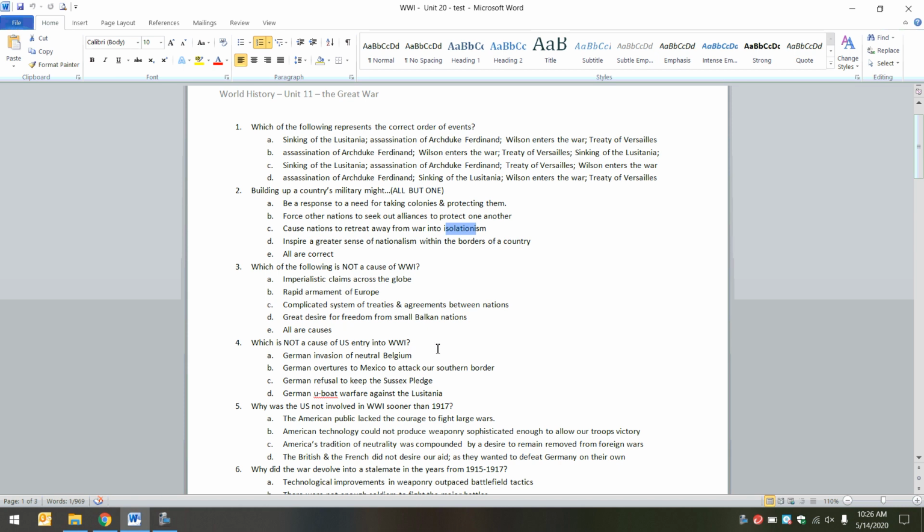And number 4. Which is not a cause of the United States entry into World War I? Let's go from the bottom. Definitely U-boat warfare, sinking the Lusitania. And they promised to stop sinking subs in the Sussex Pledge. And what is letter B describing? Germany asking Mexico something? That's the Zimmermann Note. So we did not enter the war because of Germany's invasion of neutral Belgium. England did, but not the United States. So which is not a cause, that's letter A.